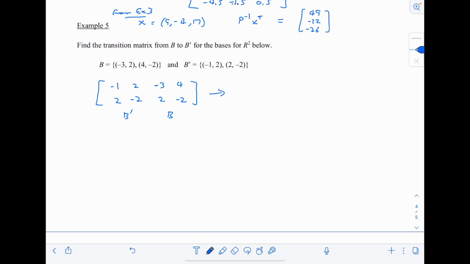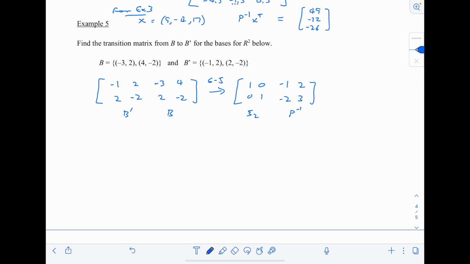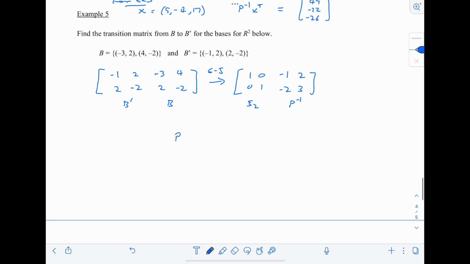And again, using Gauss-Jordan elimination to simplify this down, we get 1, 0, 0, 1. We want that identity matrix, right? This is the identity matrix in the 2 space. And then we get -1, 2, -2, 3. And that's our inverse, or excuse me, our transition matrix. So P inverse is the matrix -1, 2, -2, 3. So this is the transition matrix from B to B prime.